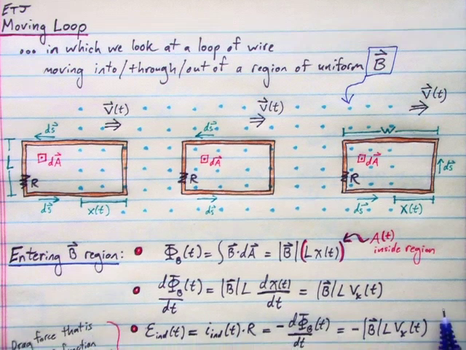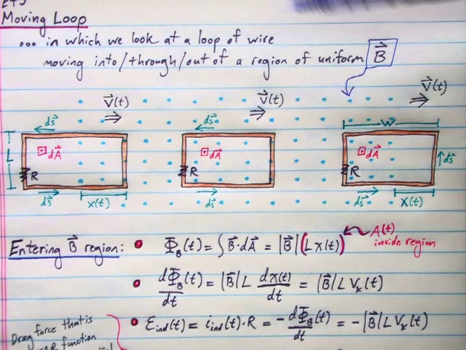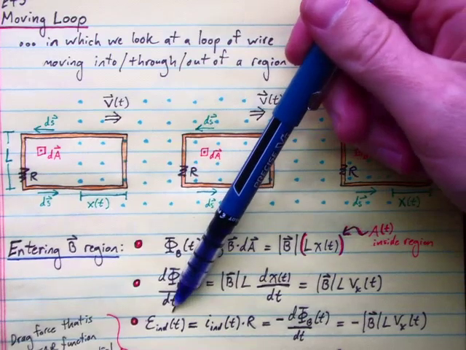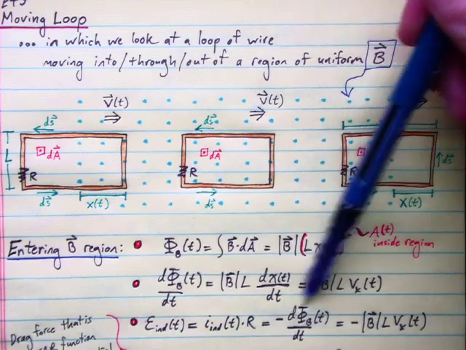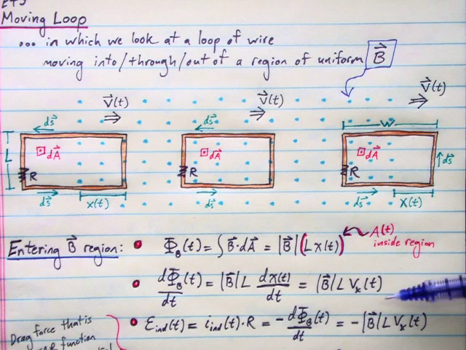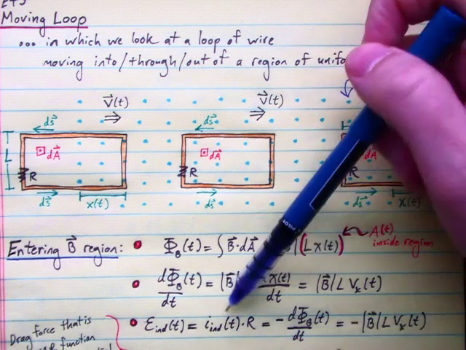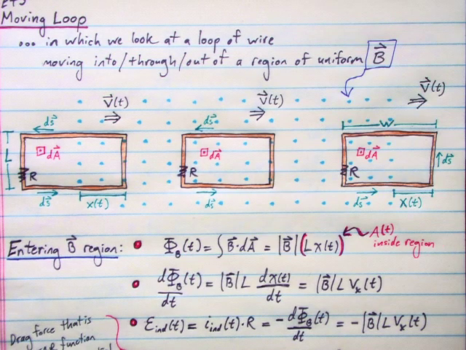Next, apply Faraday's law. We will have an induced EMF and an induced current in our loop equal to the opposite of the rate of change of that flux, so minus B L times the velocity of the loop. Since the velocity is a function of time, the current and EMF will be functions of time as well.